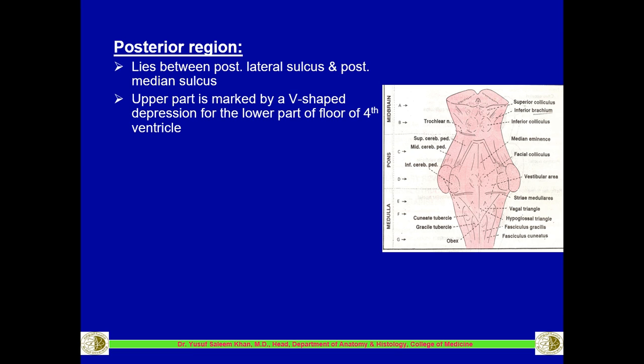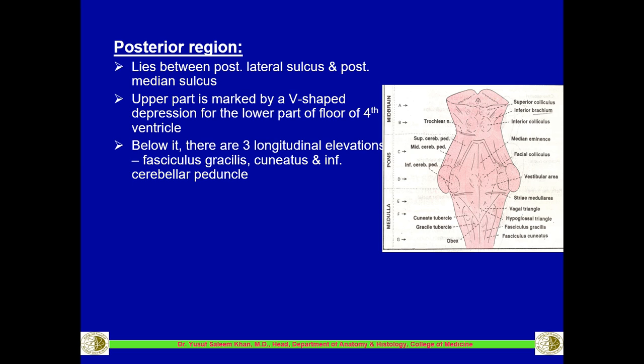Between the posterolateral sulcus and the posterior median sulcus will be the posterior region. The upper part is marked by a V-shaped depression which is coming from the fourth ventricle. So this is the fourth ventricle here. The upper part of this medulla oblongata is marked by a V-shaped depression, which forms the floor of the fourth ventricle.